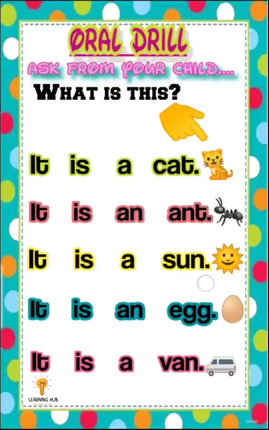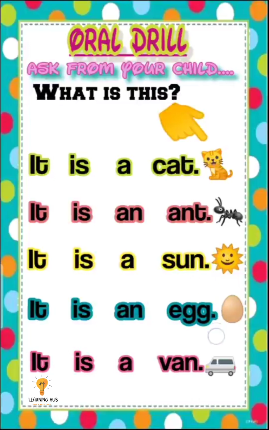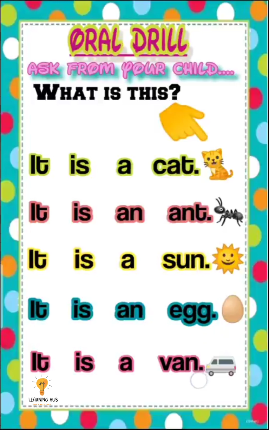It is a sun. Now tell me, what is this? It is an egg. What is this? It is an egg. Now tell me, what is this? It is a van. It is a van. Now look at this. We are using here a and an.